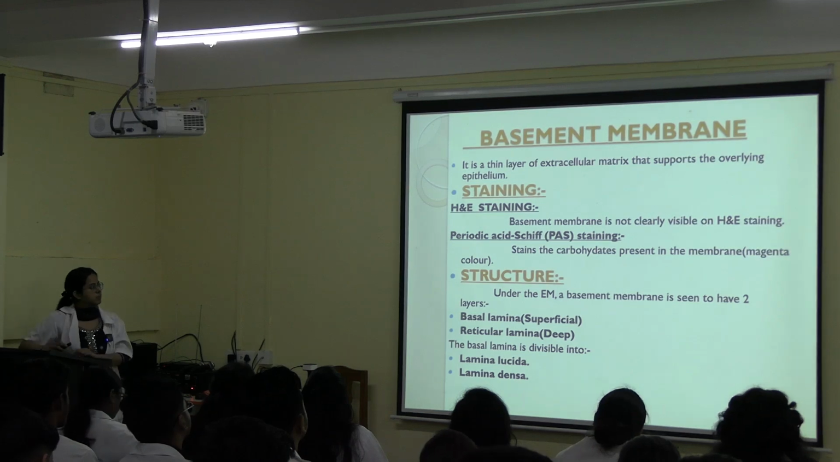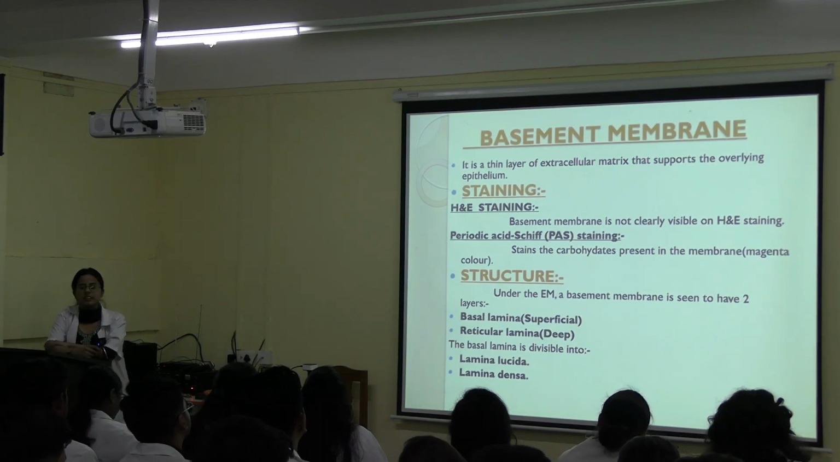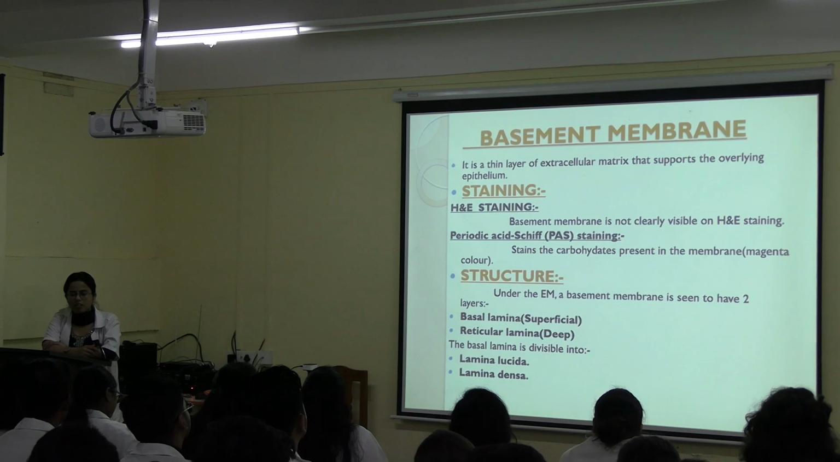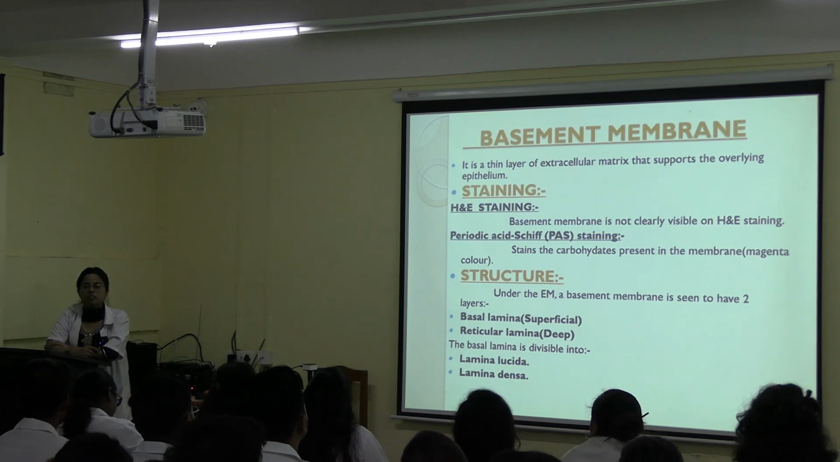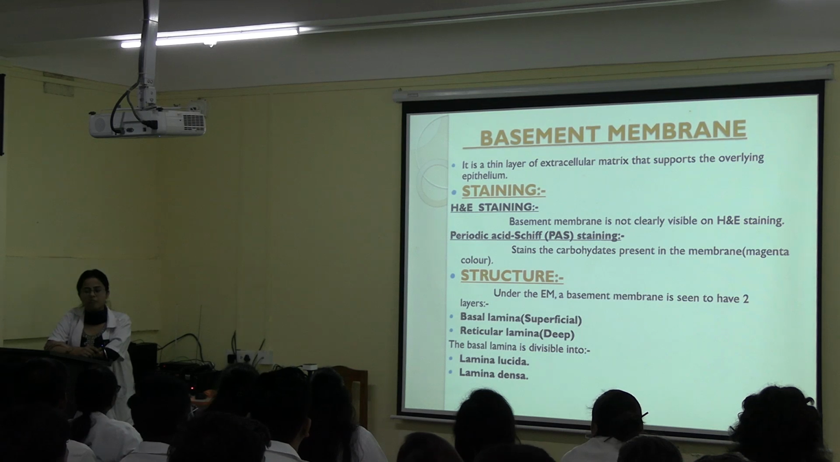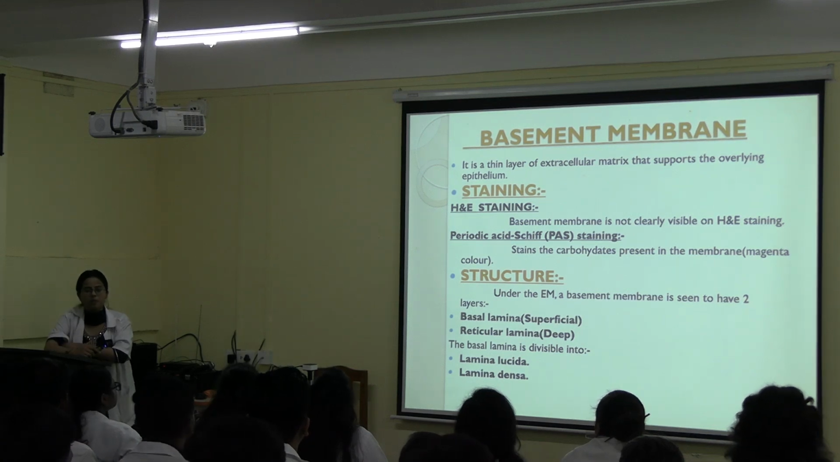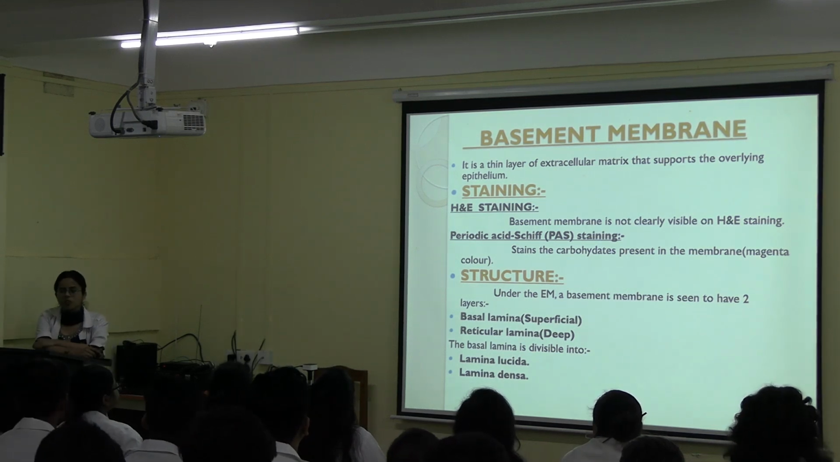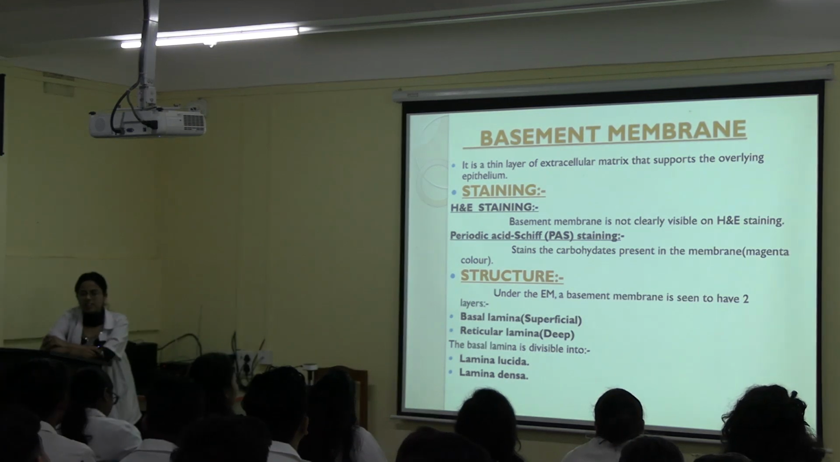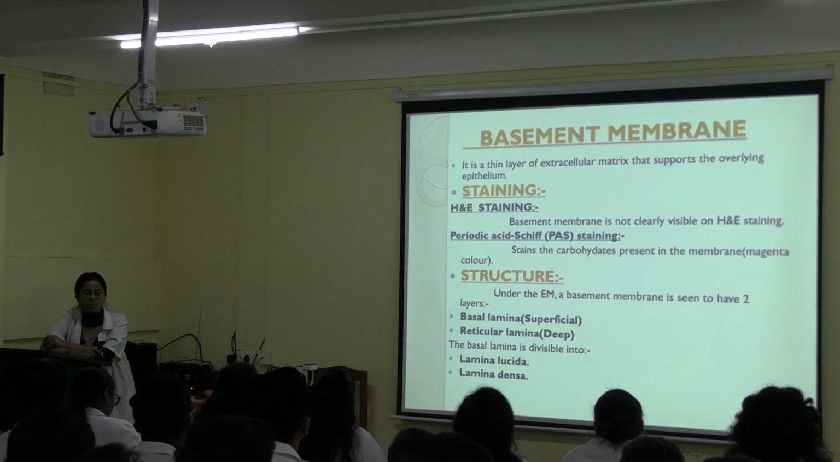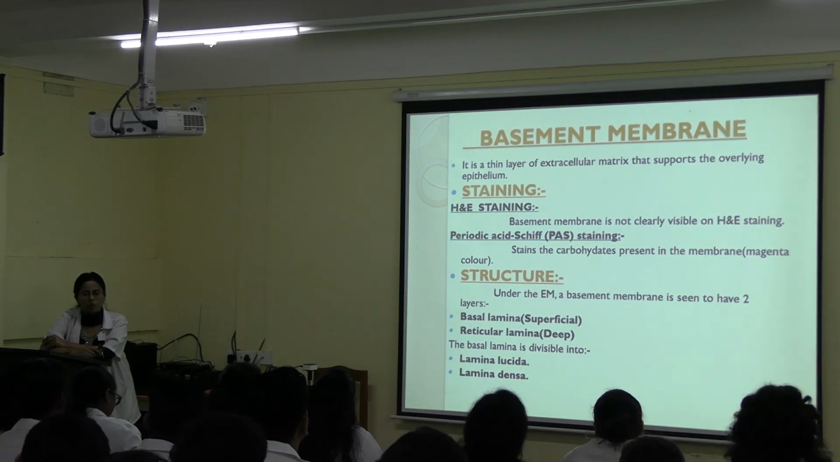Now what is the basement membrane? It's basically a thin layer of extracellular matrix overlying which the epithelial cells lie. So what is H&E staining? What is the full form of H&E staining? Hematoxylin and eosin. So you have been taught about it in the last class, right? So basement membrane is not stained with H&E staining. There is another specialized stain which is known as the periodic acid Schiff. Basement membrane is stained with this stain.